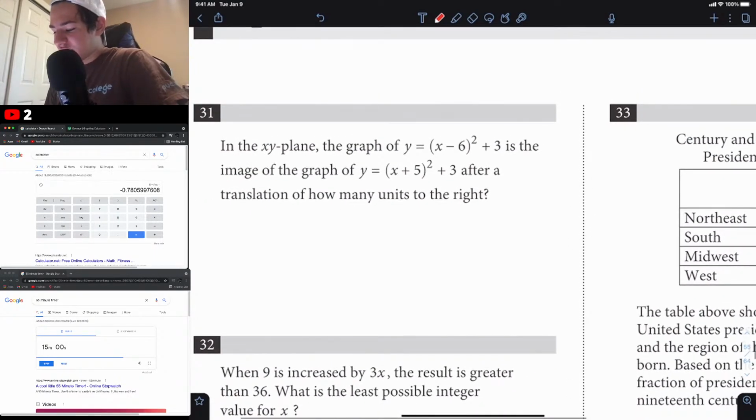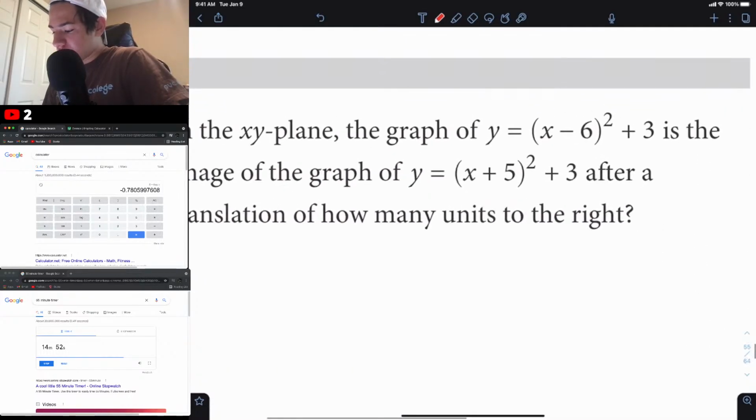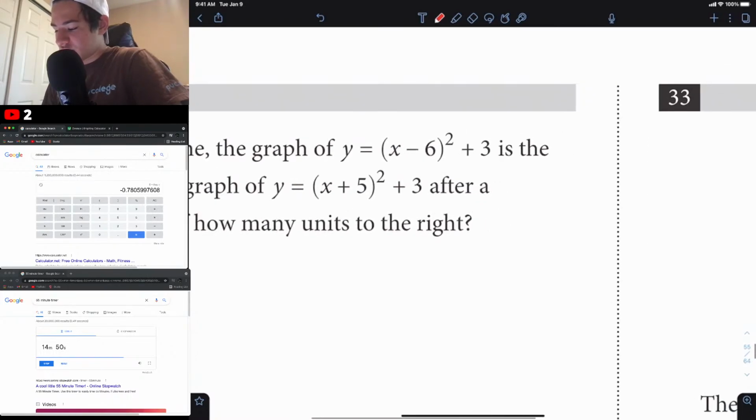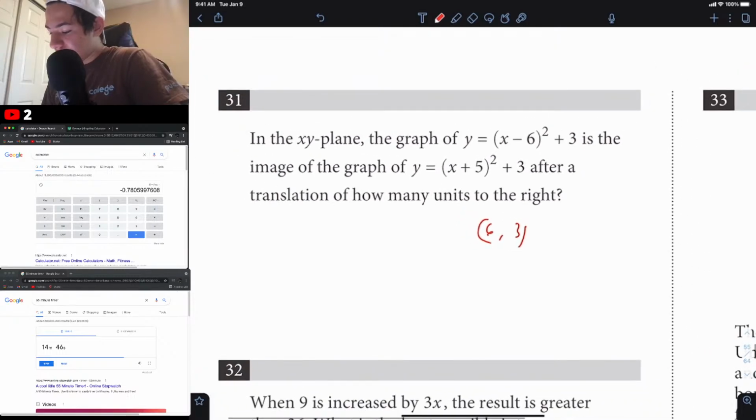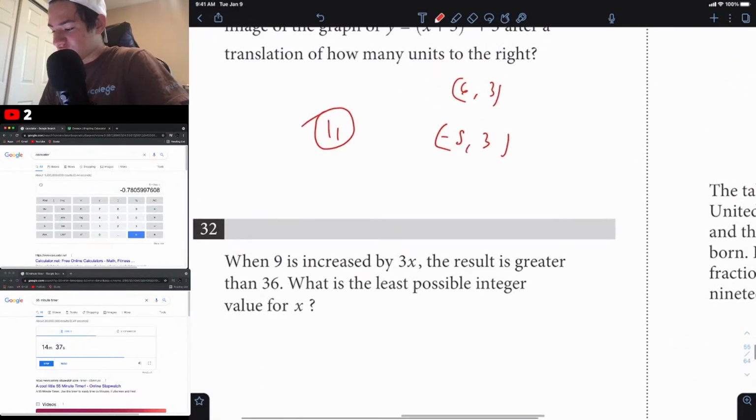In the xy plane, the graph of x minus 6 squared plus 3 is the image of the graph after a translation of how many units to the right? Ooh, well, so the vertex here is going to be 6, 3 on the first one. And then x plus 5 plus 3 is negative 5, 3. So we went how many units to the right? We went 11 units to the right. Because from negative 5 to 6, it's 11.